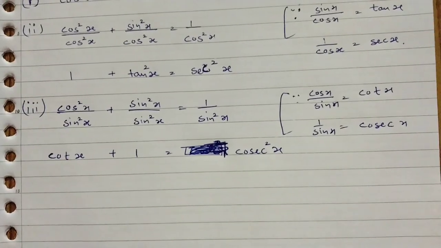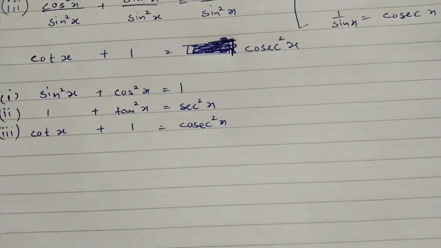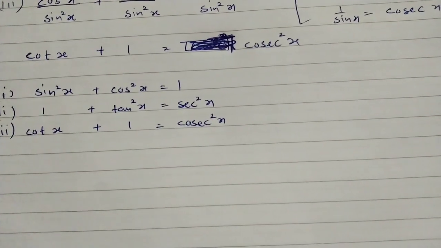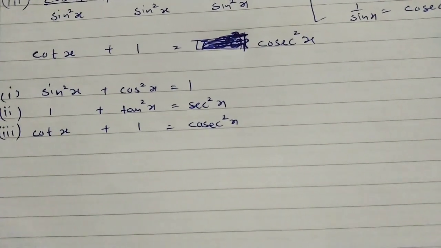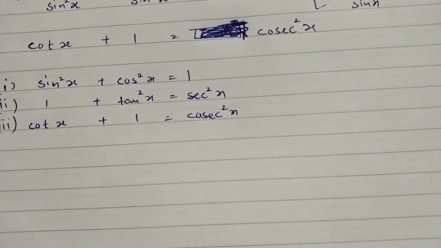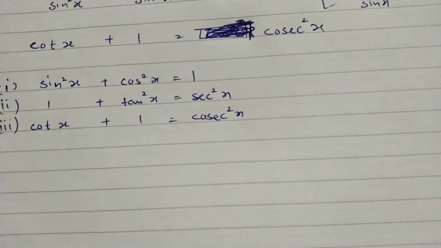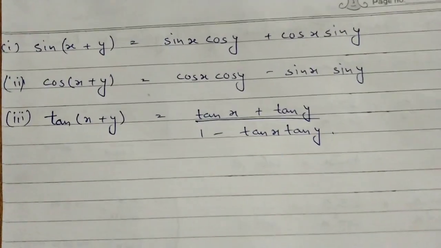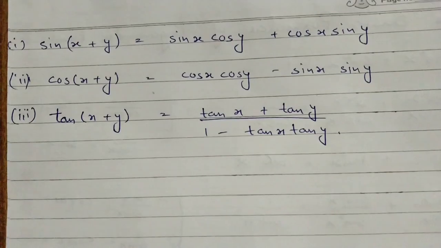So these are three basic formulae. Sin square x plus cos square x equals 1, and 1 plus tan square x is equal to secant square x, and cot square x plus 1 is equal to cosecant square x. These are three basic formulae of trigonometric functions.